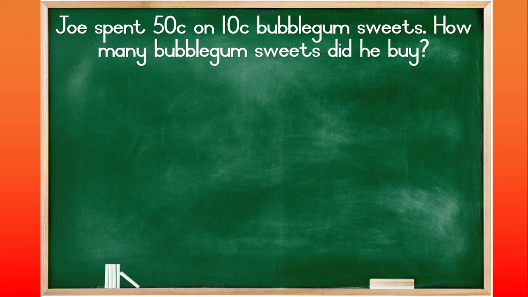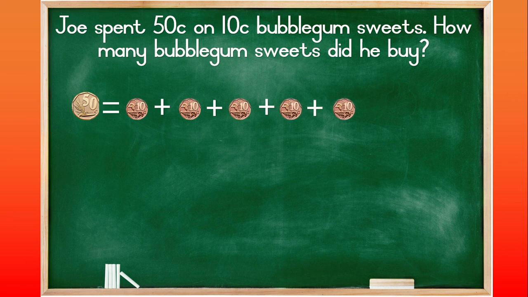Joe spent 50 cents on 10 cent bubblegum sweets. How many bubblegum sweets did he buy? So we know Joe has 50 cents and he spent 10 cents. So let's see how many 10 cents we can break 50 cents up into. 1, 2, 3, 4, 5. Let's count in tens. 10, 20, 30, 40, 50. So 50 cents can be broken up into 5 10 cents.